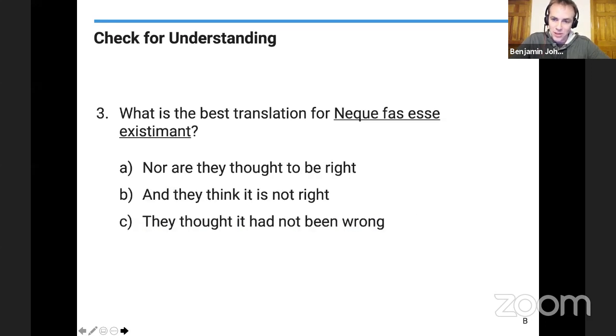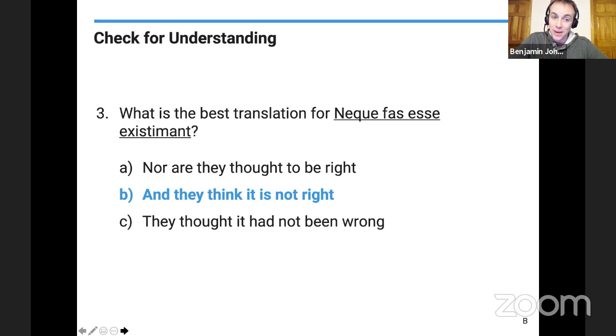And let me do this next one here. What is the best translation for neque fas esse existimant? A, nor are they thought to be right. B, and they think it is not right. Or C, they thought it had not been wrong. 2 seconds. 1. It's B, and they think it is not right, the neque fas.